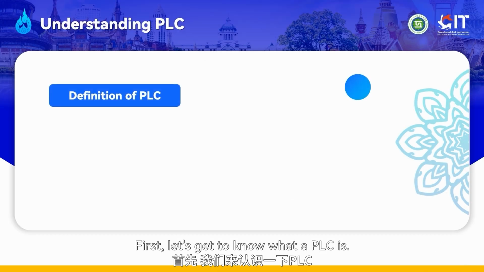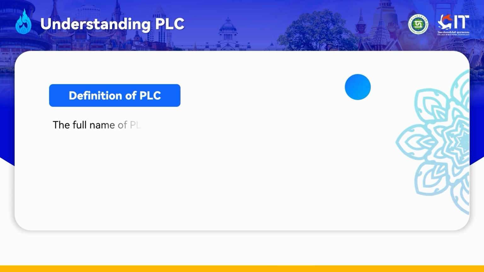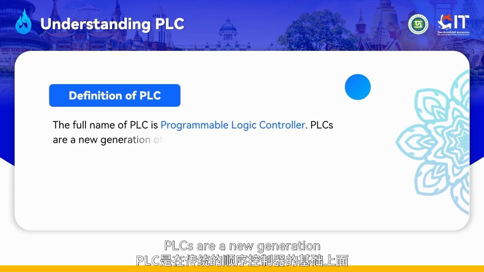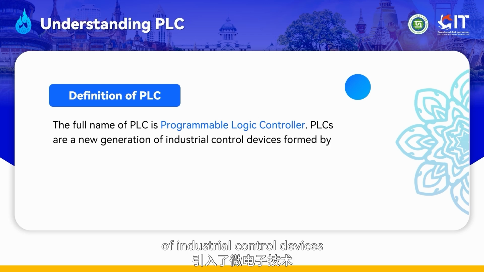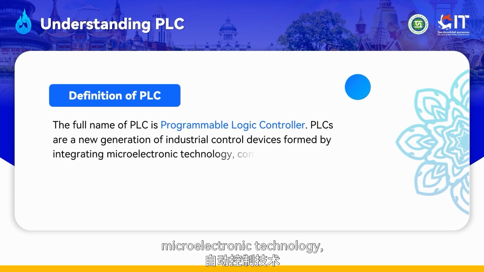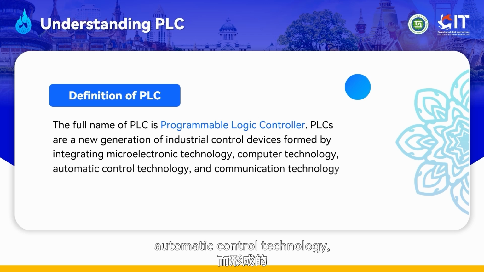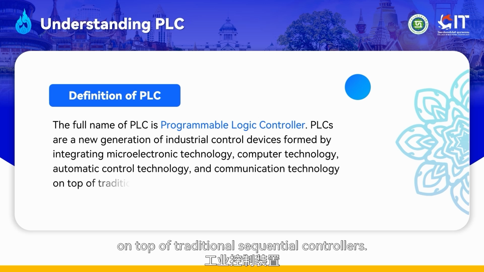First, let's get to know what a PLC is. The full name of PLC is Programmable Logic Controller. PLCs are a new generation of industrial control devices formed by integrating microelectronic technology, computer technology, automatic control technology, and communication technology on top of traditional sequential controllers.